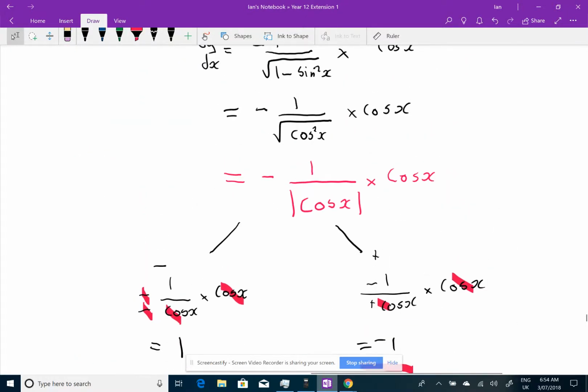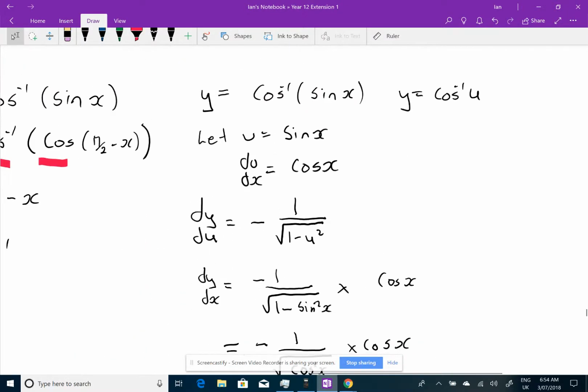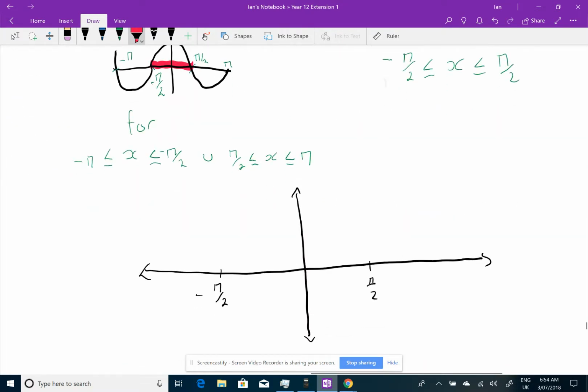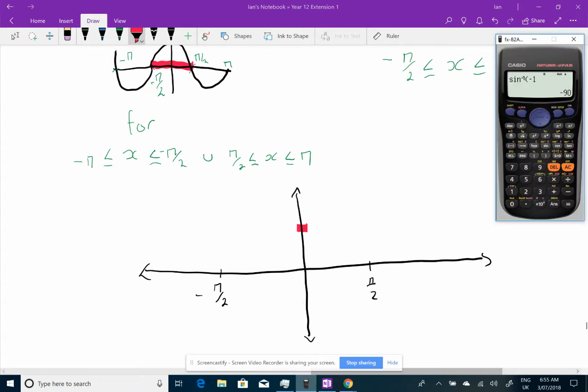And when x is 0, well, I've got to do inverse cos of sin 0. Well, sine of 0 is 0, sorry. Inverse cos of 0 is 1. So it's going through. Let's double check that. I think it's going to be pi on 2.